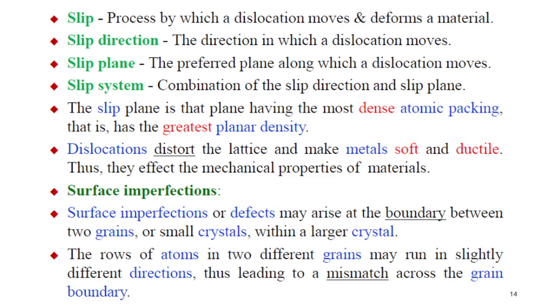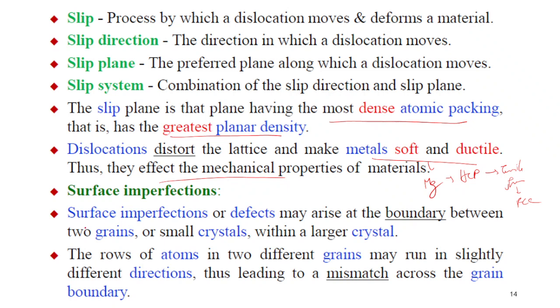Okay, moving on. Again we saw all the definitions, right? What is slip? The process by which a dislocation moves and deforms, the direction, and then the plane, then the slip system. Again, we saw the slip plane is the plane having the most dense atomic packing and greatest planar density. They both mean the same thing. Greatest planar density means most dense atomic packing in that particular plane. Also, dislocations distort the lattice and make it soft and malleable. Hence, they affect the mechanical properties. As I had mentioned earlier, in magnesium, initially it is HCP, then on tensile stress, it becomes FCC.